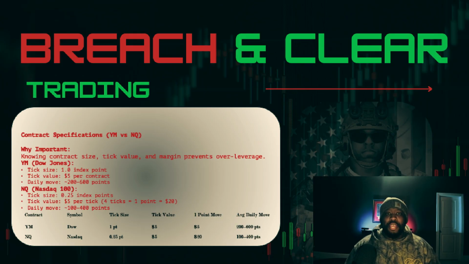Let's start with YM, the Dow Jones. Each tick on YM equals 1 full point and is worth $5 per contract. If the Dow moves from 38,000 to 38,100, that 100-point move is worth $500 for one contract. YM typically moves a couple hundred points per day, so it offers steady, controlled volatility.